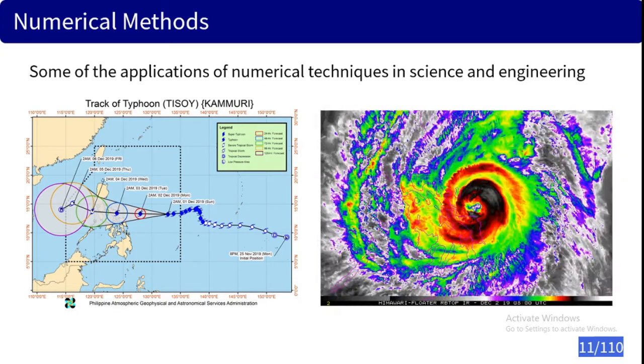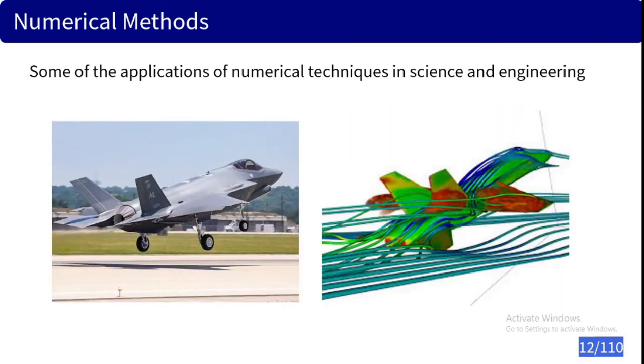Another applications of numerical techniques, especially in engineering, is the simulation of the buffeting of an F-35. So kaning F-35 is a stealth combat aircraft. This is an American stealth combat aircraft. So one of the first pilots nga nagpulupad sa kaning aircraft observed nga during high speed and high angle of attack maneuvers, kaning F-35 kay mo shake.